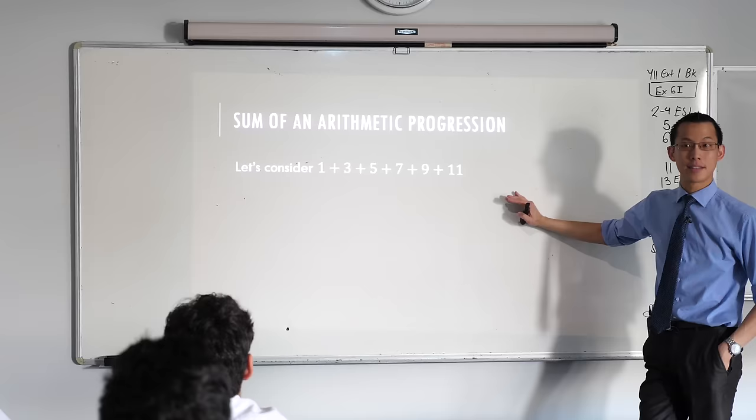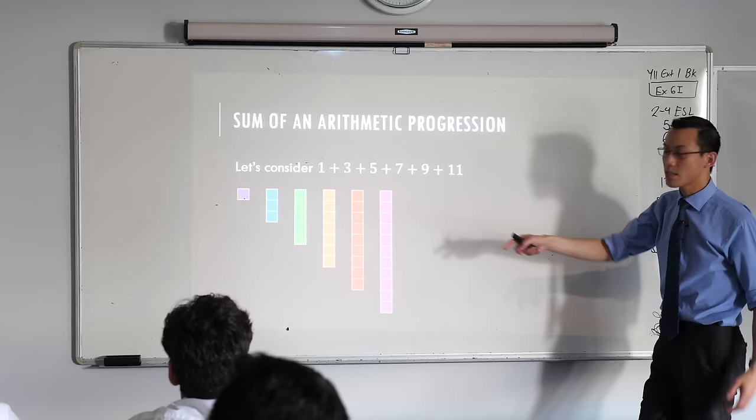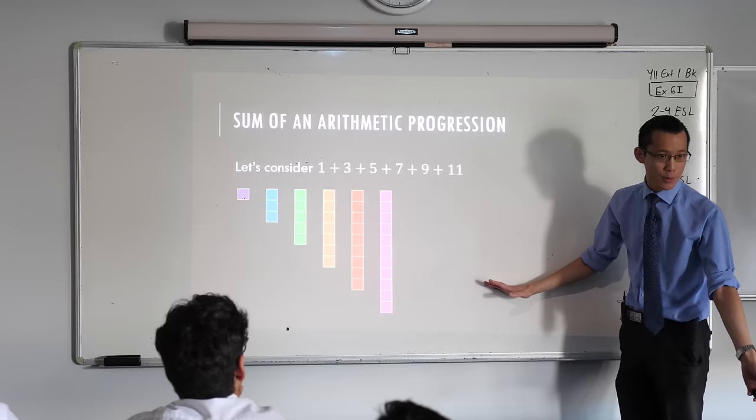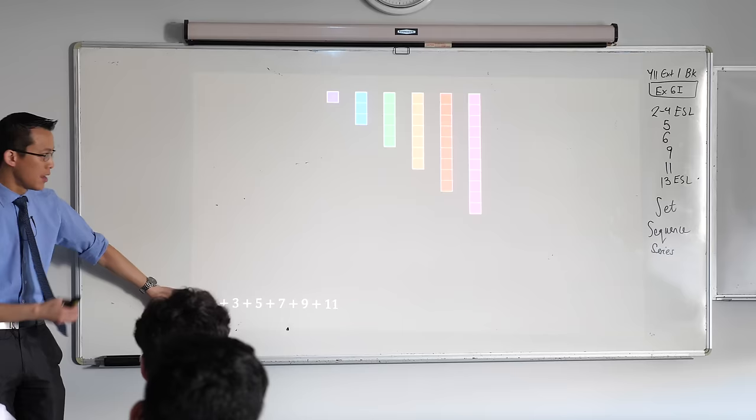So here's what I'm going to do. Like I said before, I want to do this very visually. Do you agree that this is a way to represent 1 plus 3 plus 5 plus 7, etc.? Are you happy with that? Okay, so what I want to do is have a little bit of a play with this visual representation, okay? Now for starters, this is what we've got, all the odd numbers from 1 through to 11, okay?